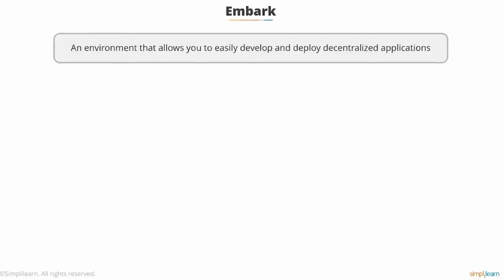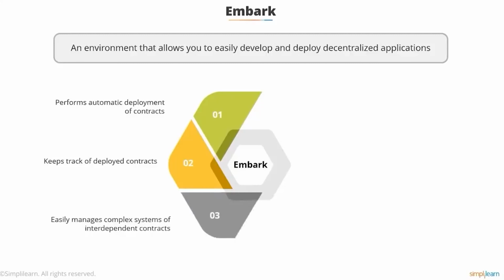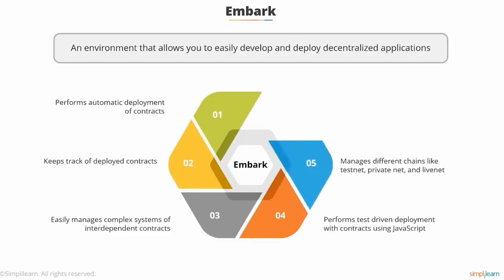Embark is an environment that allows you to easily develop and deploy decentralized applications. It performs the following functions. First, automatic deployment of contracts. Second, keeping track of deployed contracts. Third, managing the complex systems of interdependent contracts. Fourth, performing test-driven deployment with contracts using JavaScript. Fifth, managing different chains like testnet, privatenet, and livenet. And lastly, redeploying the contracts if any changes are done.